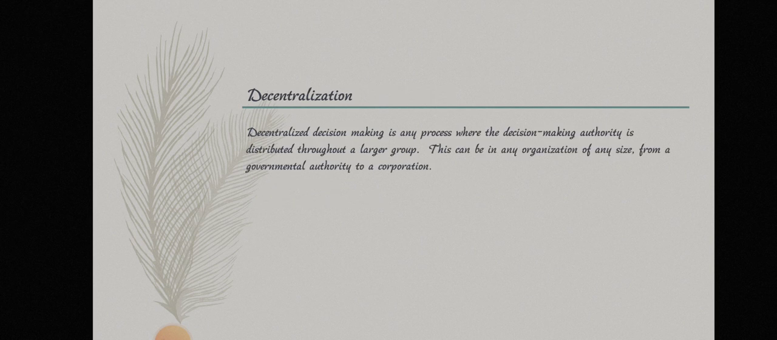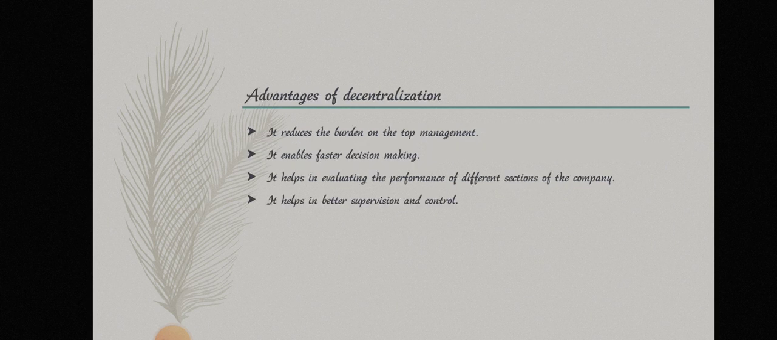And then decentralized decision making is any process where the decision making authority is distributed throughout a larger group. This can be in any organization of any size, from a governmental authority to a corporation. Advantages: it enables faster decision making, it helps in better supervision and control, and helps in evaluating the performance of different sections of the company, and reduces the burden on the top management. These are all the advantages.